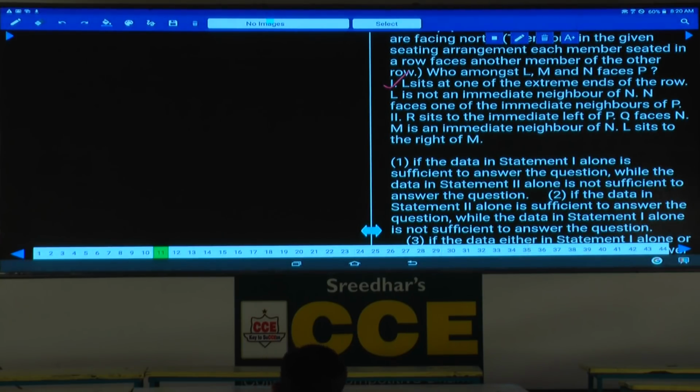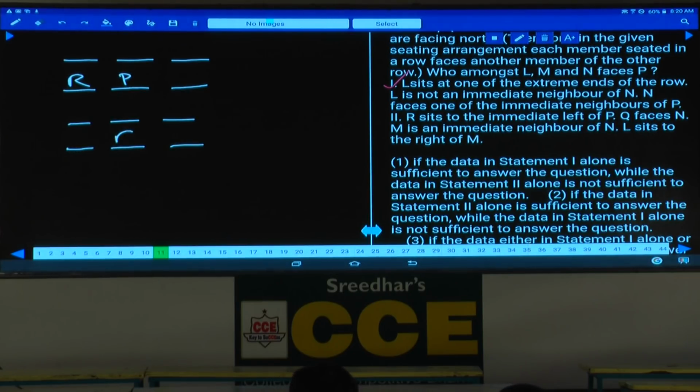Then coming to the next one, again 3 persons are there, and R sits to the immediate left of P. How many possibilities do we have? This is one possibility, and the second possibility, R sits to the immediate left of P. If R and P are here, then who is the other person left over? PQR. Hence Q will be at this place and Q will be at this place.